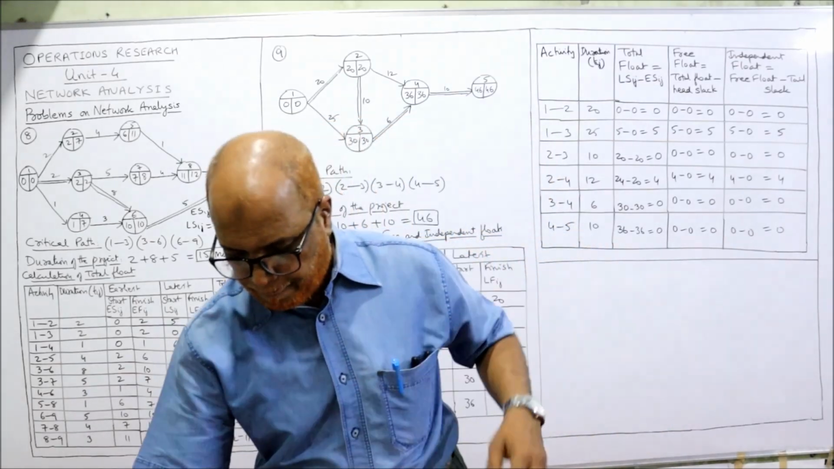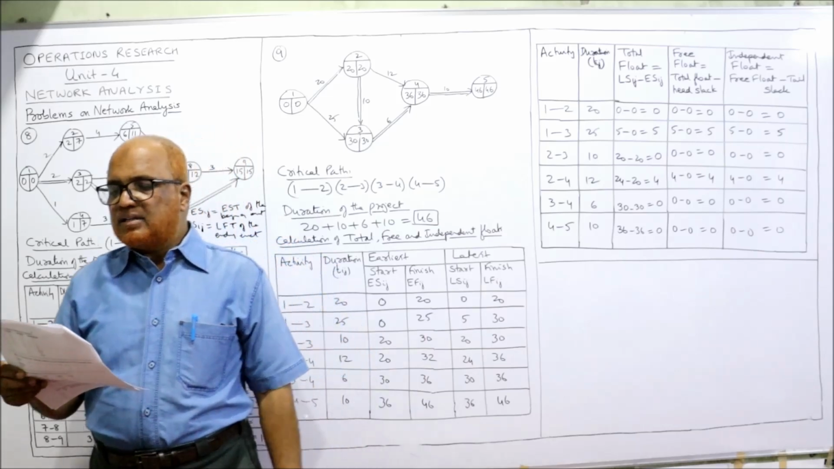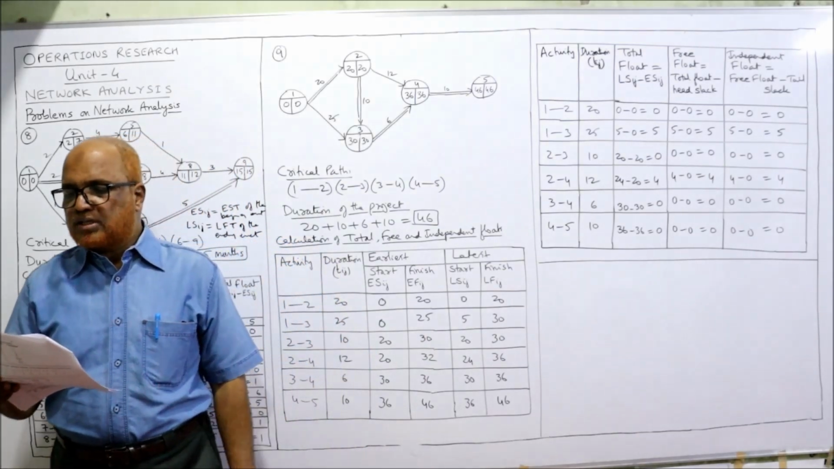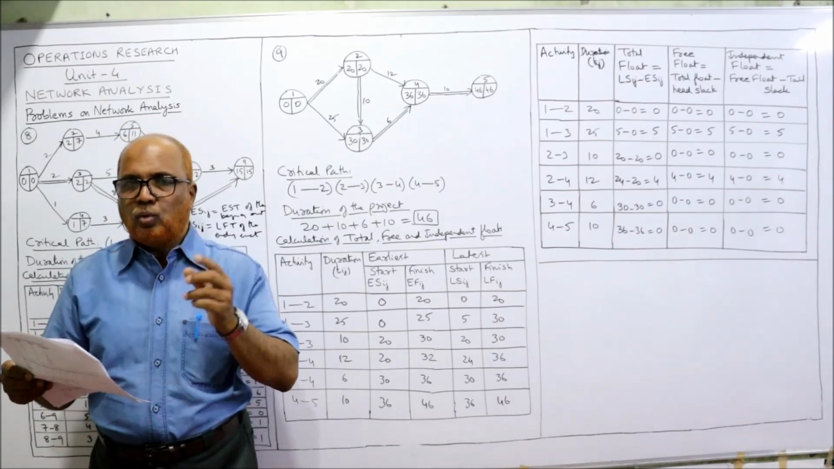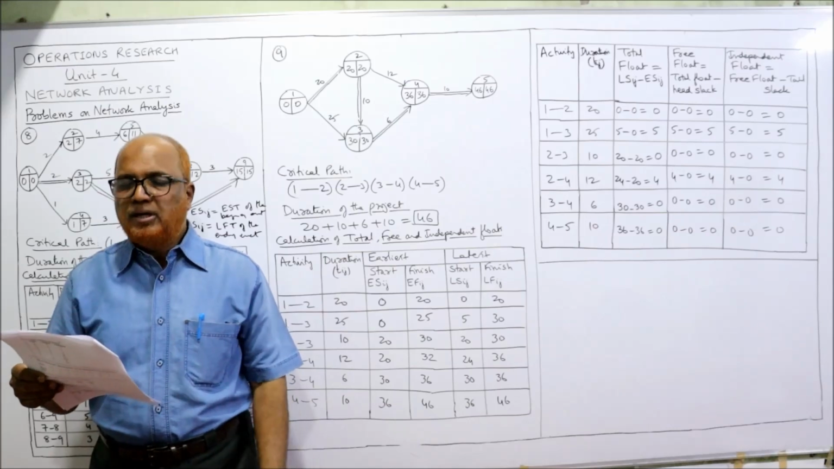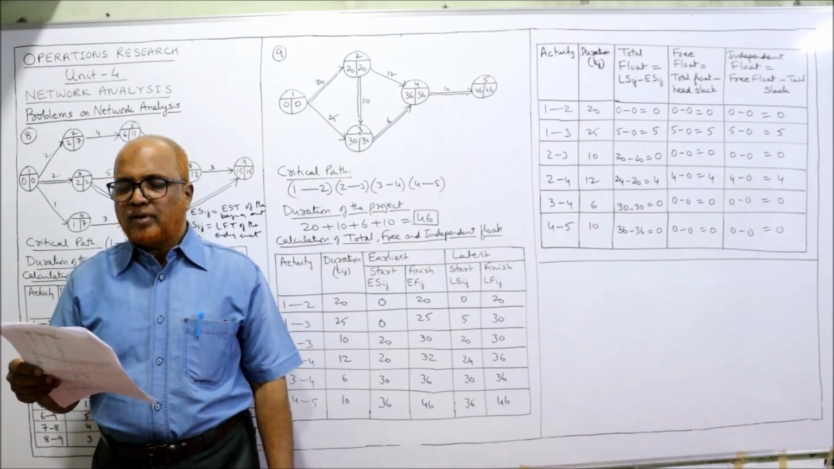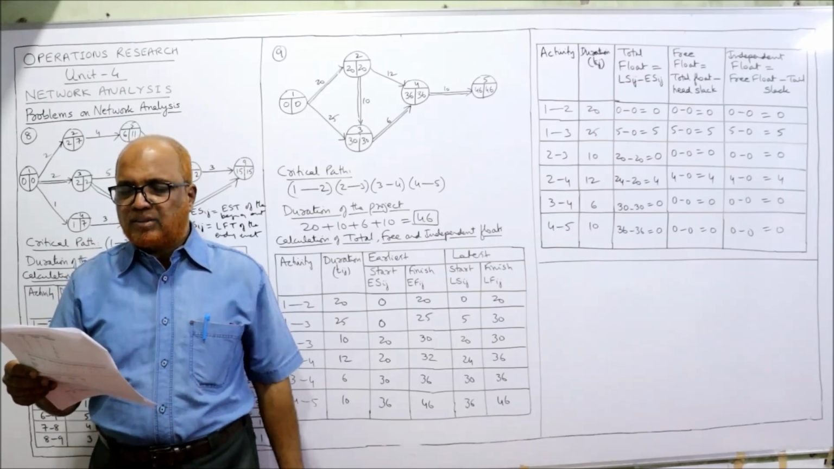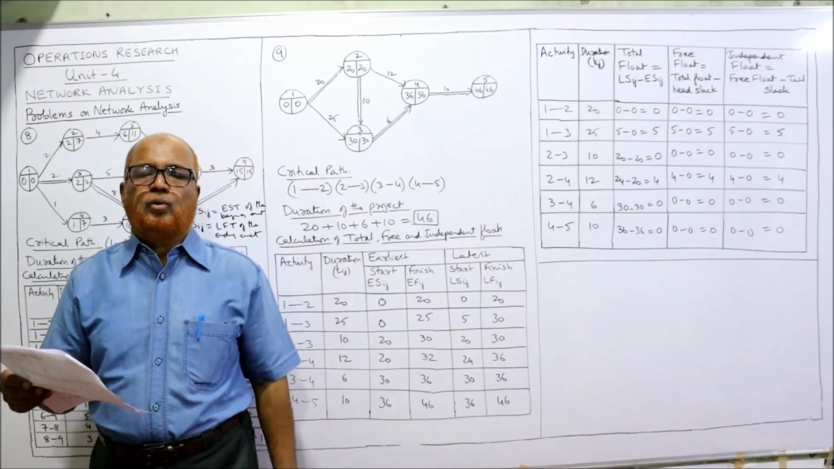Problem number 9. The following table gives the activities in a construction project and other relevant information. Activity 1 to 2, 1 to 3, 2 to 3, 2 to 4, 3 to 4, 4 to 5. Durations are given as 20, 25, like that. Draw the network for the project, find the critical path, find free float, total float and independent float.